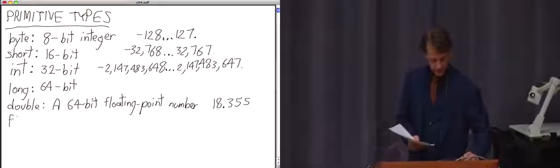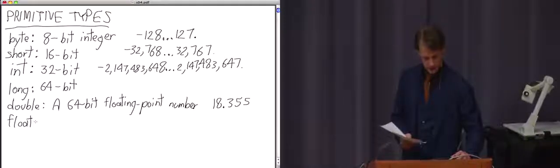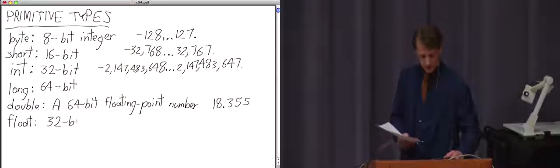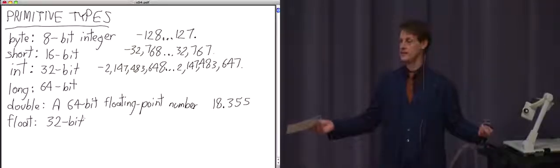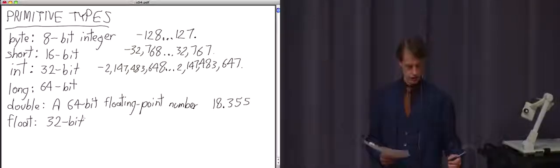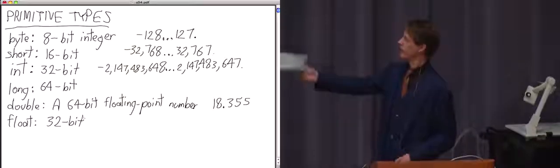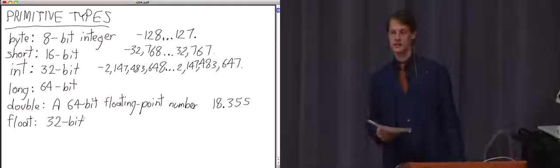Sometimes, if you're really pressed for memory, you might want to use big arrays of floats instead of big arrays of doubles. Floats have only half the accuracy, so you're throwing away decimal points, you're throwing away precision, but they only take 32 bits to store each one.